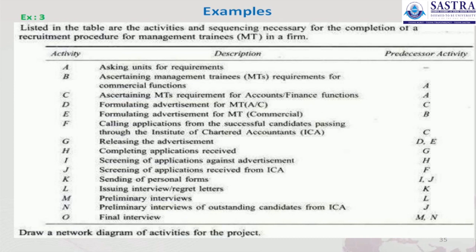So in this problem there are activities from A to O, and there are descriptions and the predecessor activity is here. And if the problem has not given the parameters of the descriptions, we have to make them into our project oriented descriptions. So here A is asking units for requirements, ascertaining management trainees requirements for the commercial functions, and so on, up to the final interview. So this is the description of this given problem. So we are going to draw a network diagram for this project.